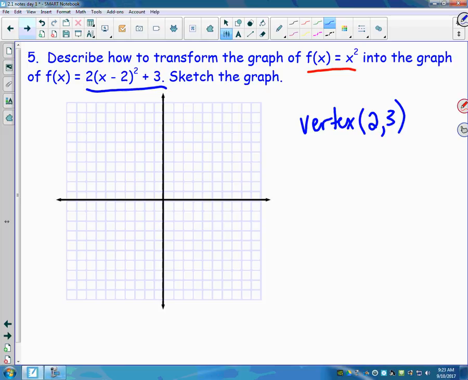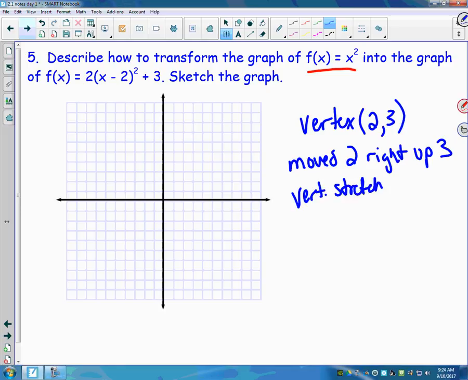So think about my transformations. This graph has moved 2 to the right and up 3. And then think about the number in front. Well, it's still positive, so it's going to open up. But that number in the front is going to be like our stretch. So it's also going to be vertically stretched by a factor of 2.